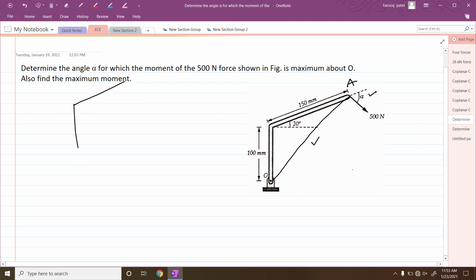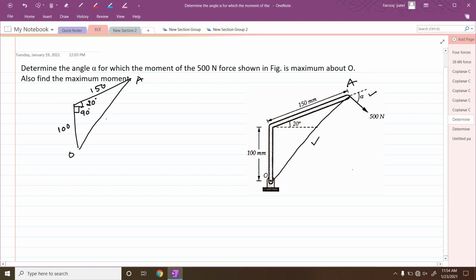So you can see now this is the triangle we have. This is point O. This is point A. This length is 100. This is 150. This angle they have given as 20 degrees. So this is 90 degrees. Therefore, totally this will be 110 degrees.